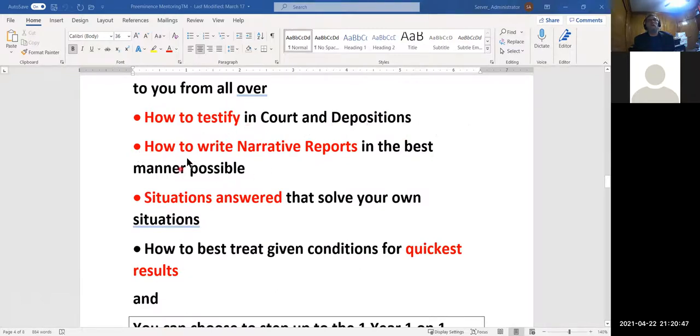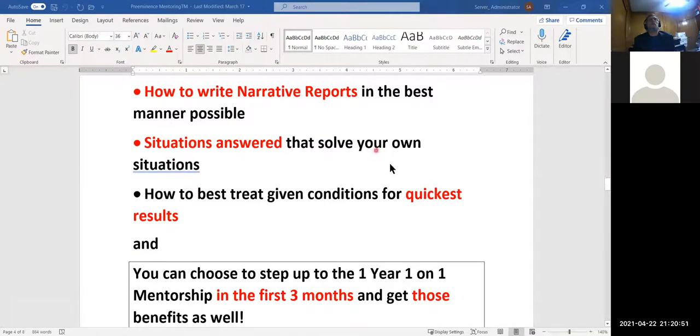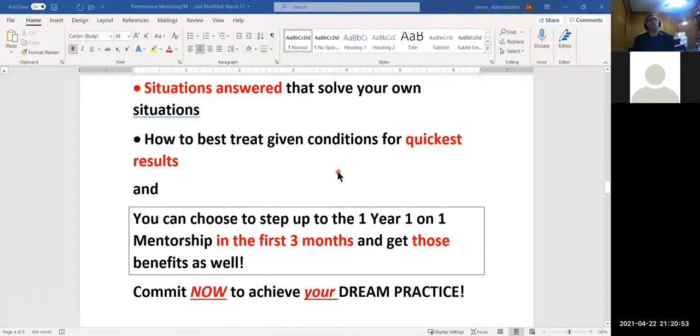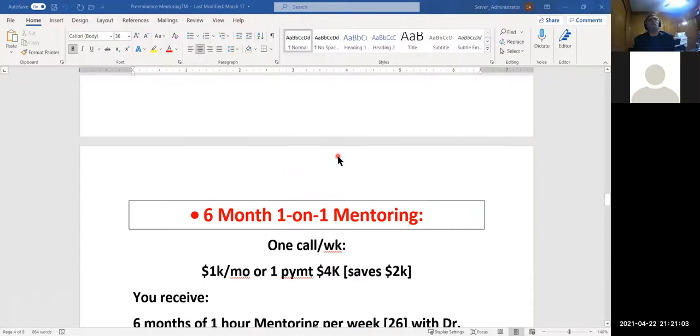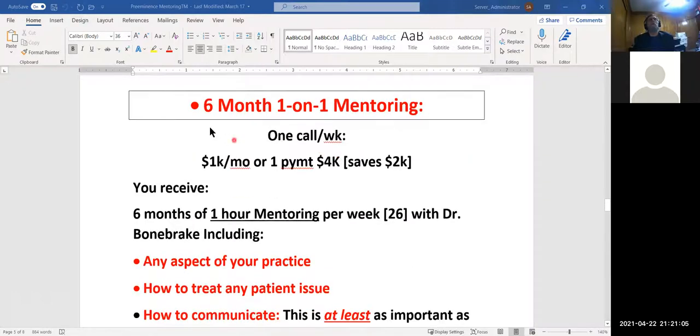How to testify in court and depositions, how to write narrative reports in the best manner possible, situations or answers that solve your own situations, how to best treat given conditions for quickest results. You can choose to step up to the 1 year one-on-one mentorship in the first 3 months and get all those benefits, which we'll get to in a minute.